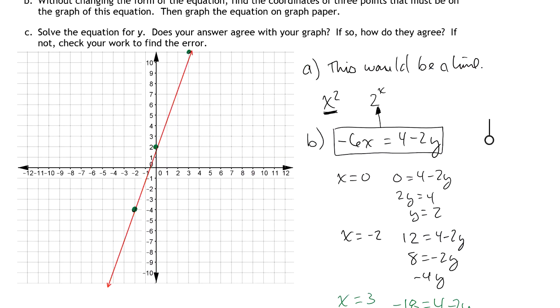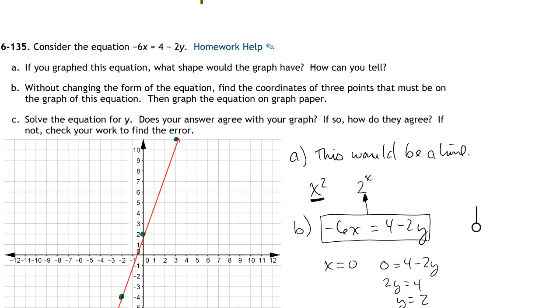There we go. So there's that line. Okay, kind of, right? It's a little bit off. It's not perfect. The next thing it says is solve the equation for y. Does your answer agree with your graph? If so, how do they agree? If not, check your work to find an error. So let's solve this equation for y. It's about time. That's what I did last year, as I did this first. But they wanted us to consider things.